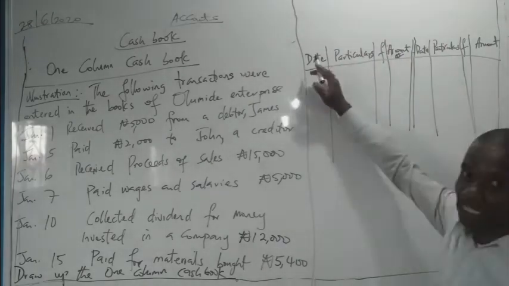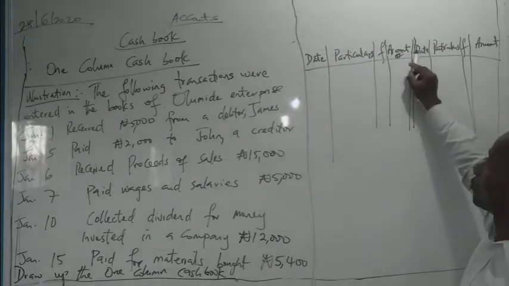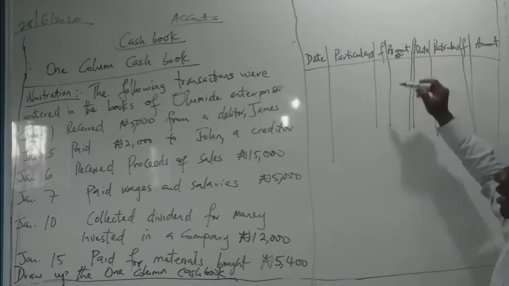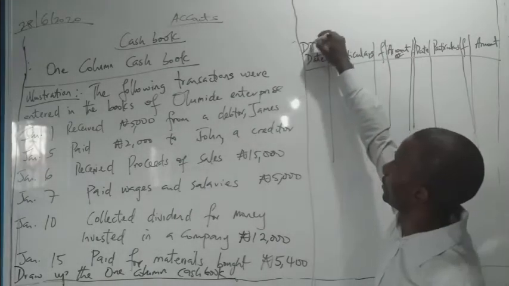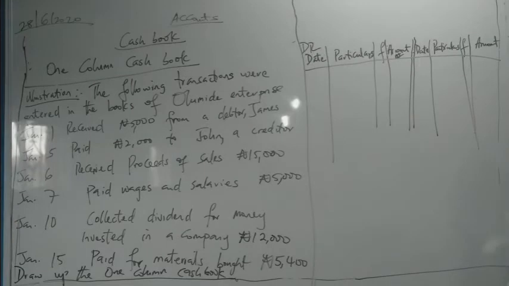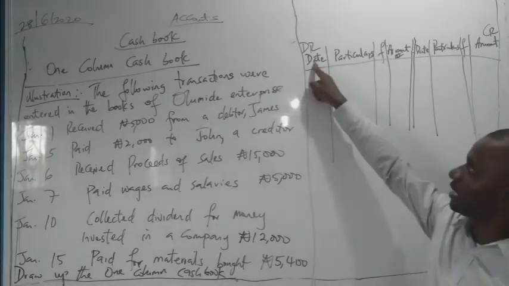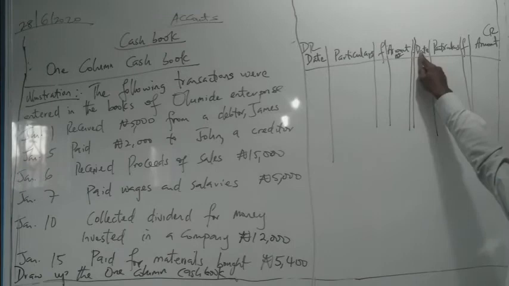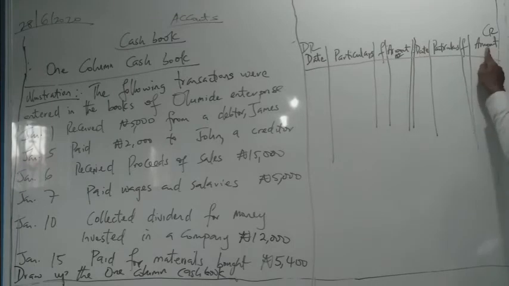Now, from this place to these 2 lines, you can see 2 lines demarcating. This is the debit side of the 1 column cash book. Then from here downwards, this is the credit side. So please take note. Debit side starts from here, ends here. Credit side starts from here, ends here.